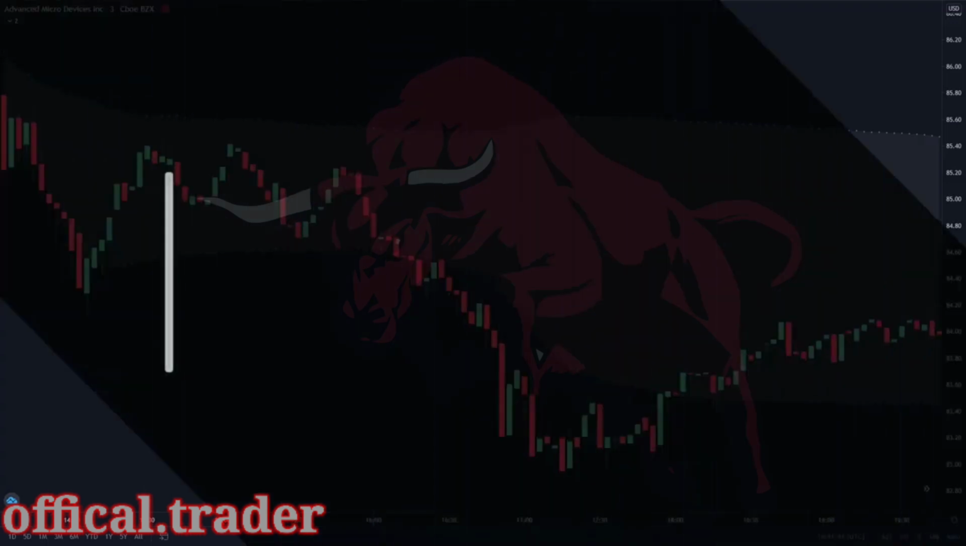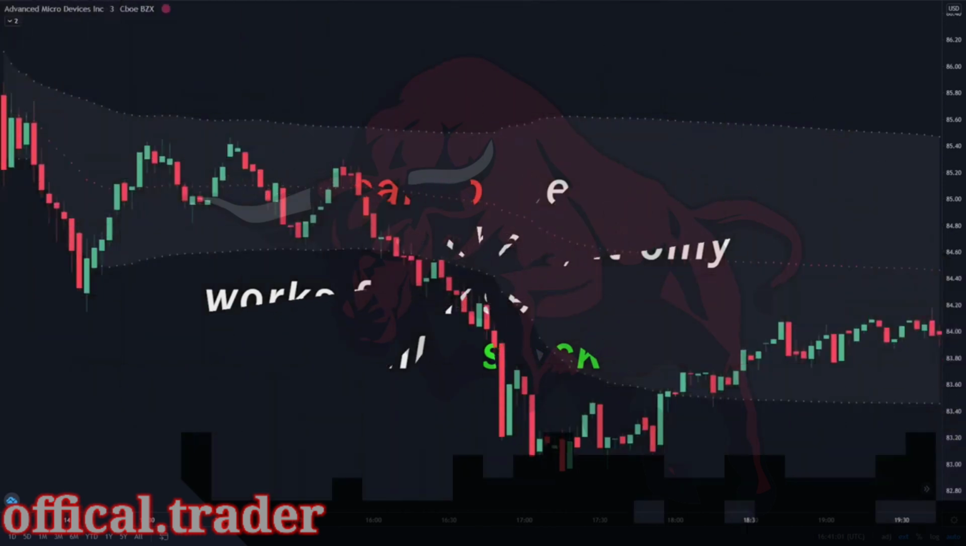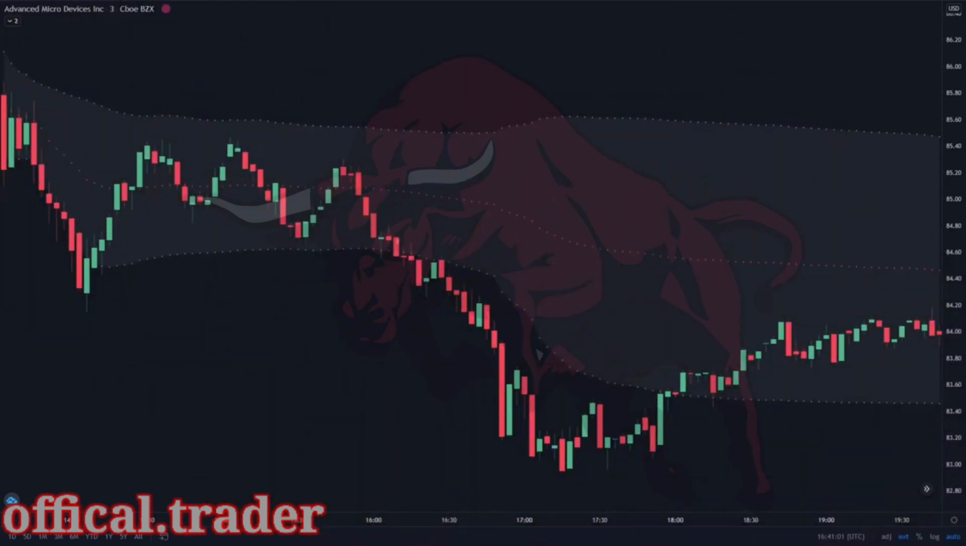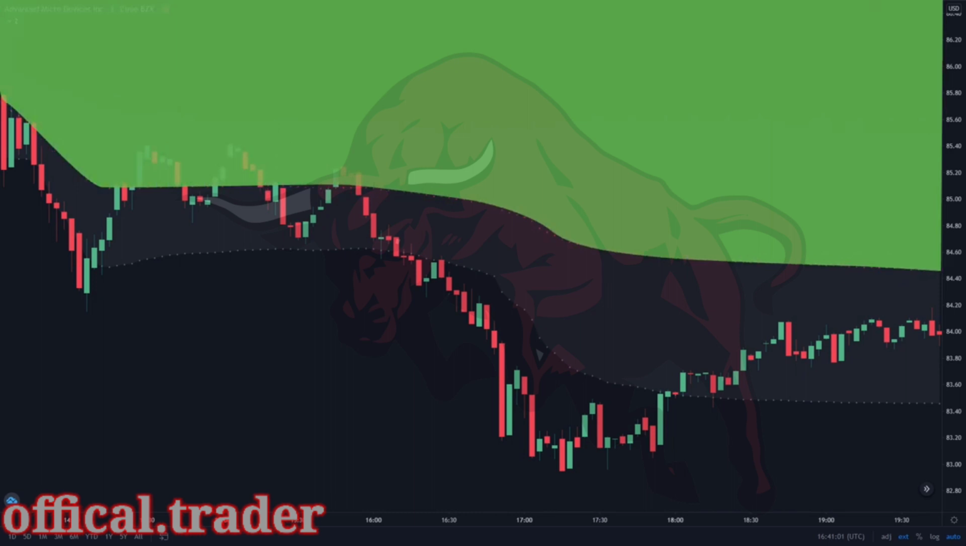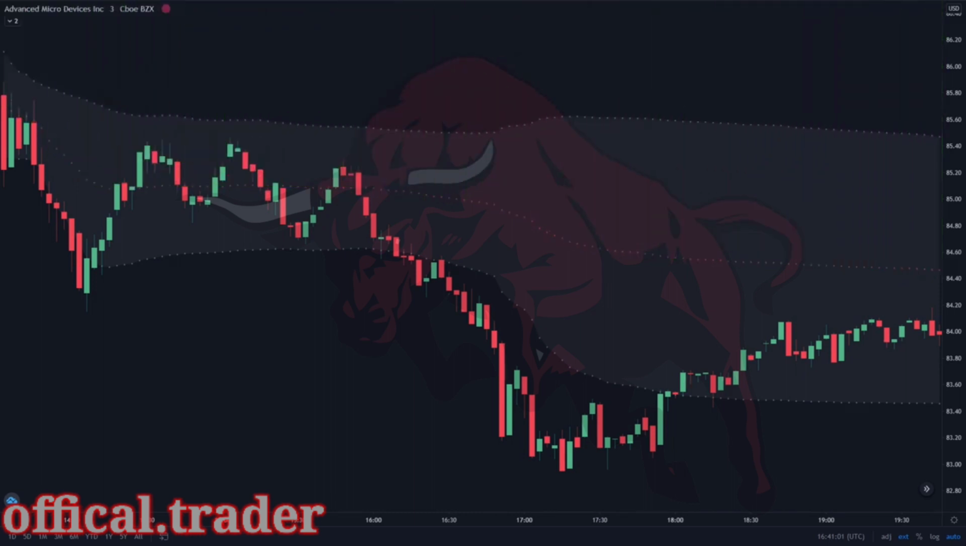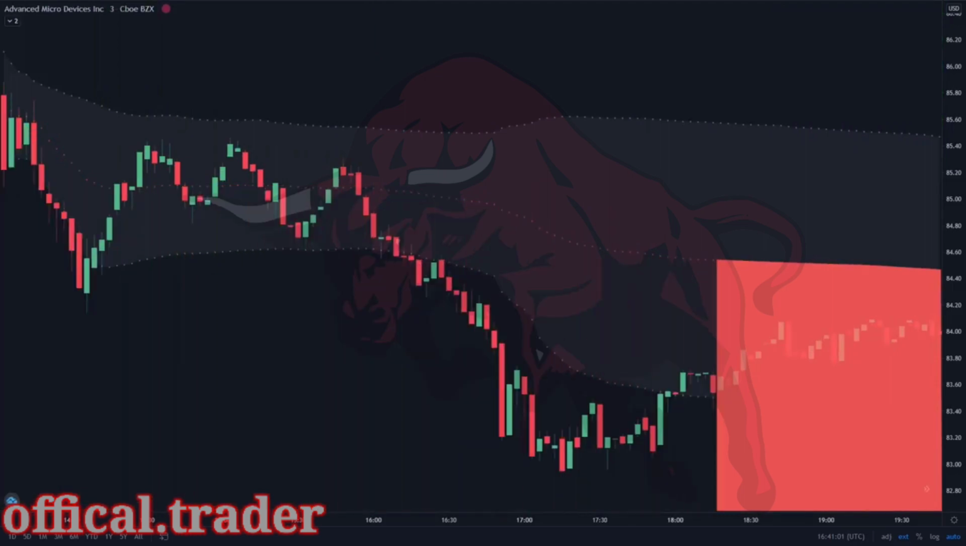Note that you cannot apply the VWAP onto a forex chart, because many software platforms do not account for volume data in this asset class. Usually, traders use the VWAP indicator to determine if they are buying a security at a below or above average price. The VWAP indicator is very similar to a moving average. When the price is above the indicator line, the price is considered bullish. And when the price is below the indicator line, the price is considered bearish.